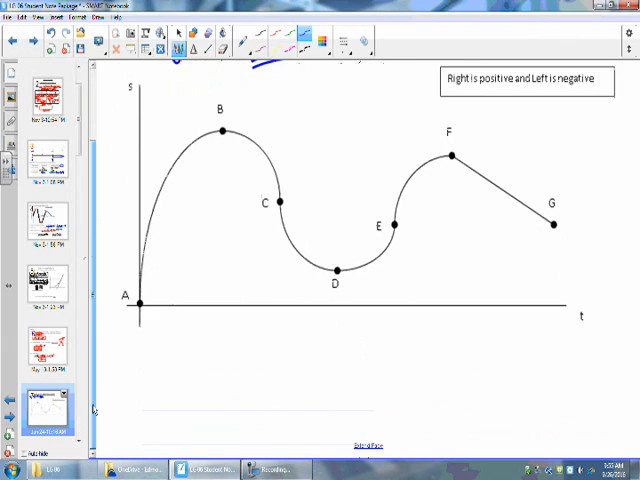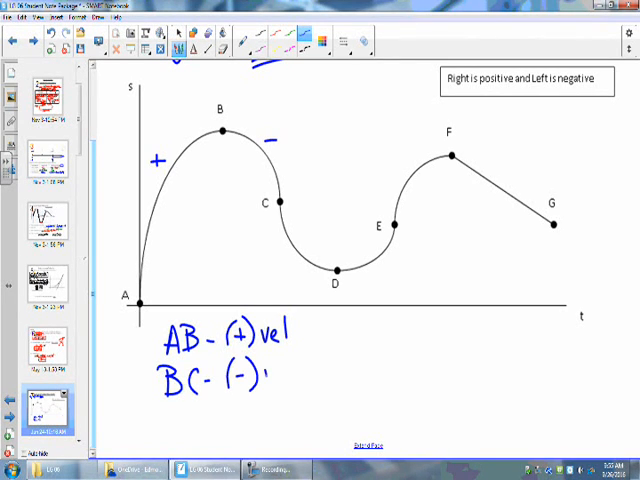So if we look at the slope here, we know that from A to B, I've got a positive slope. So A to B, I've got a positive velocity. B to C is a negative slope. So B to C is going to be a negative velocity. Make sense? This C to D is again going to be a negative velocity.